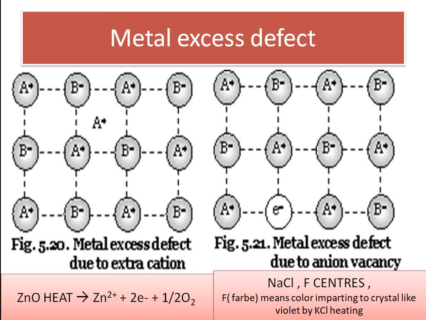Okay, so metal excess due to extra cation. That A is representing the zinc 2 plus is there, B is less. Okay.